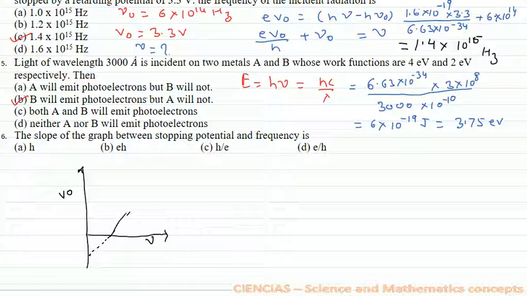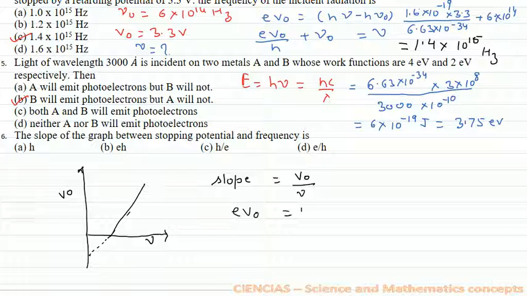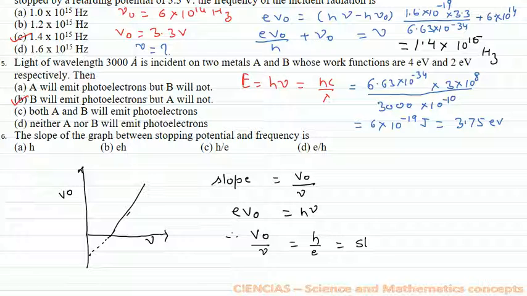Now the slope we have to find out. Slope is given by the value of the y-axis, V0, upon the value of the x-axis, that is nu. Now we know that eV0 is equal to h nu. Therefore we can say V0 upon nu is equal to h upon e, which is equal to the slope. So now we see in the question, h upon e is option C. So option C is the correct answer.